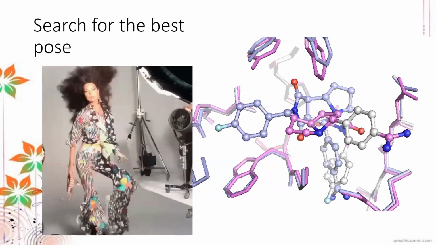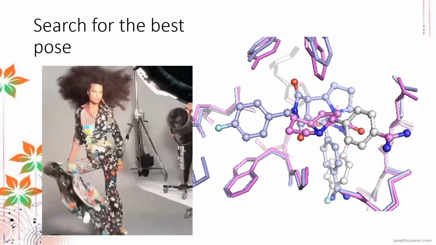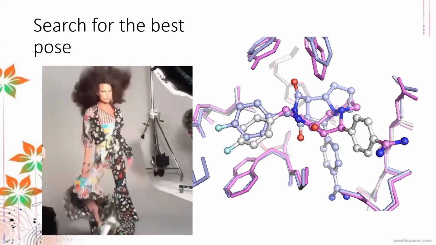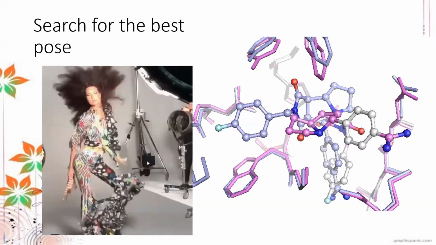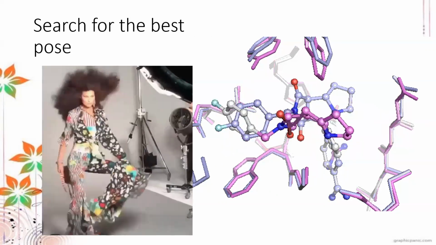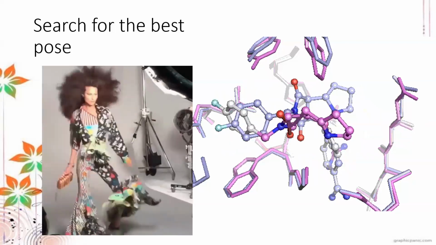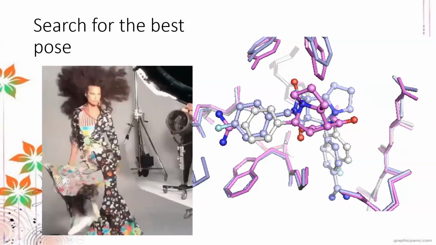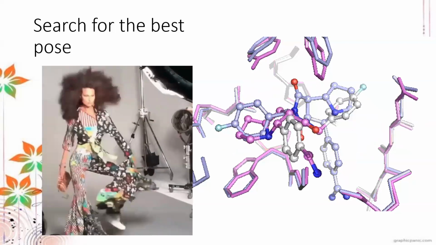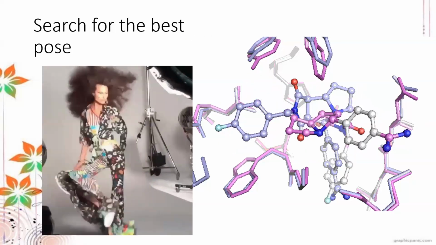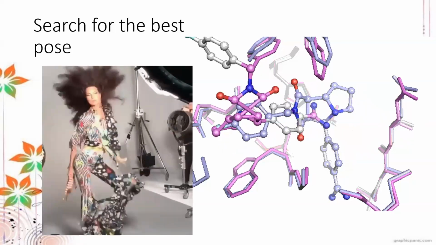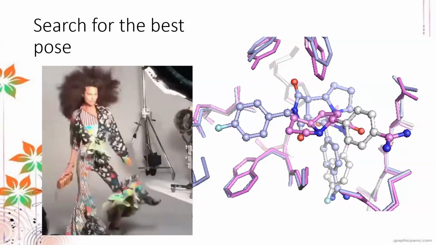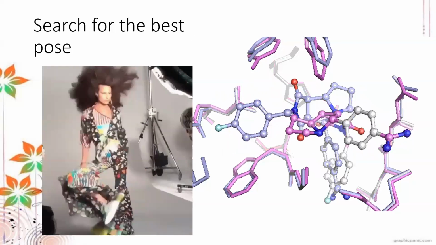Now, what does the docking software do? The docking software is basically searching for the best pose, just like how this model here is posing in the camera, in many different poses, and the final evaluation is finding the best shot or the best pose. Your computer is moving your ligand around. So it's usually the ligand that is moving around. That is why it's important when you input the data, you input the ligand in the correct box and the receptor in the correct box. You do not switch them around, because if you switch them around, it would be difficult.